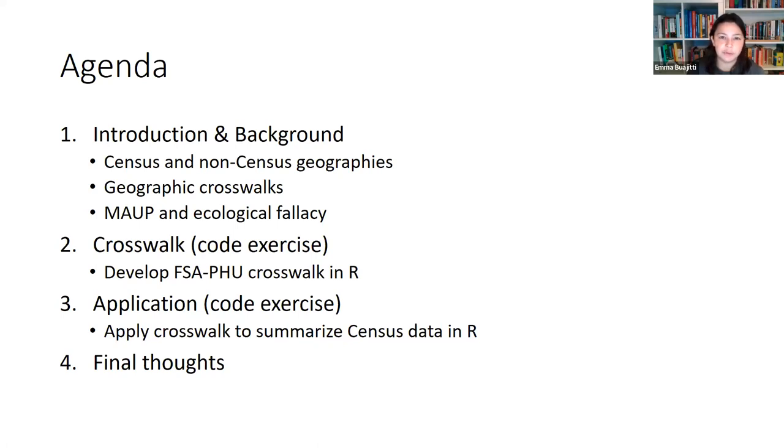And then, as I said, there's two coding pieces. One is the developing of the crosswalk. So we will be making a crosswalk in R to correspond FSA, or forward sortation area geography, with public health unit or PHU geography in Ontario. And then the second coding exercise is applying the crosswalk, so using the crosswalk you're making in the first part to summarize some data that I have downloaded from the census for you, and then a visualization exercise as well for those census data at the public health unit level again in Ontario, and then a very brief wrap up.